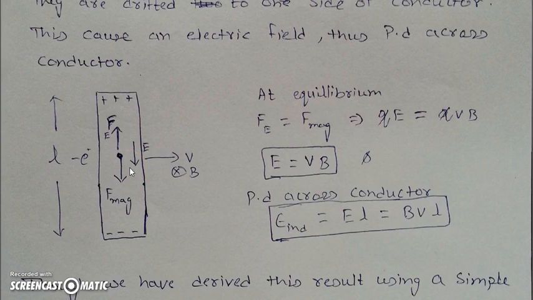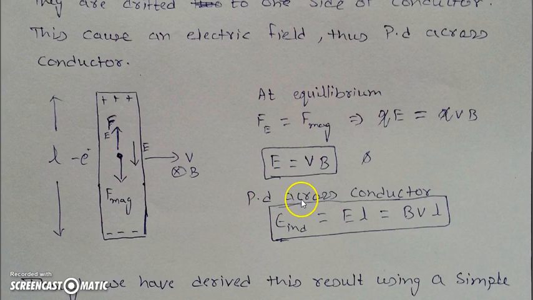And when equilibrium is established between this electric force, which is due to the generated electric field, and the magnetic force, when they balance each other, these two forces will cancel each other. qE must be equal to qvB, so E must be equal to vB. Hence, we can assume that this electric field is constant throughout.